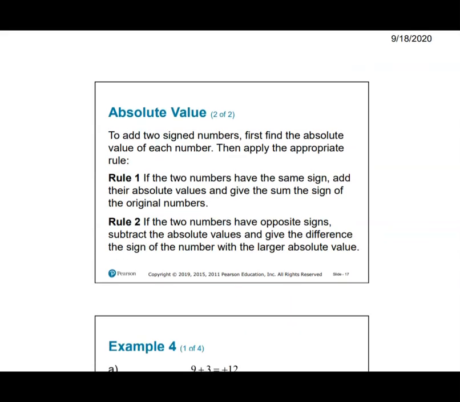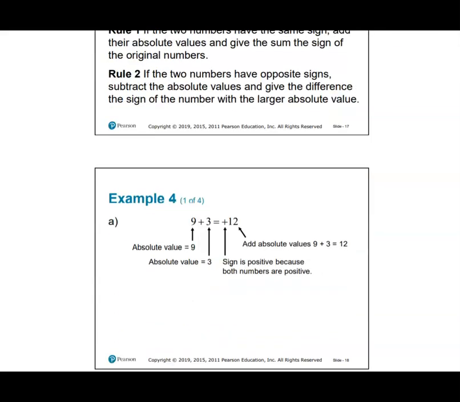To add two signed numbers, first find the absolute value of each number. Then apply the appropriate rule. If the two numbers have the same sign, add their absolute values and give the sum the sign of the original numbers. If the two numbers have opposite signs, subtract the absolute values and give the difference the sign of the number with the larger absolute value.